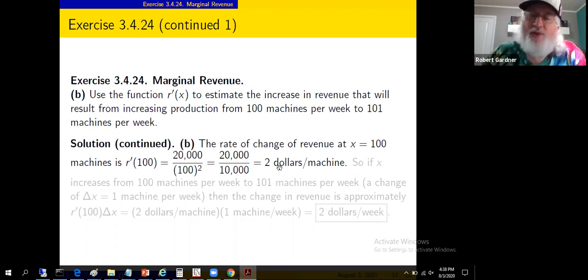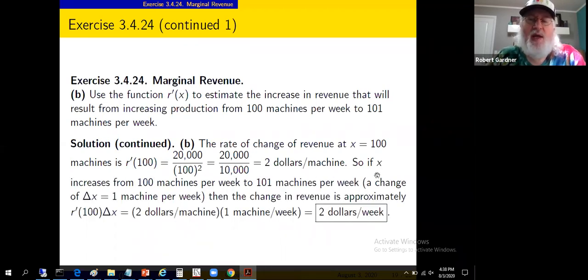Derivatives are slopes of tangent lines. So here's a rise over run estimation for the function R of X at 100. It's a slope of a tangent line is what it is. So this is the part I'd say is a little bit loose in terms of the applications.